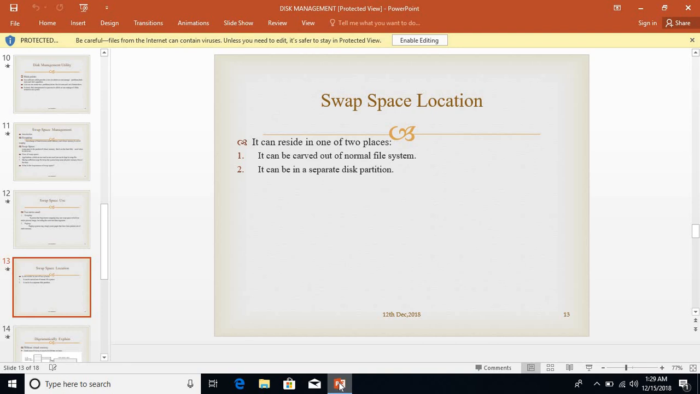Swap space location. There are two places where swap space could reside. The first one is carved out of a normal file system, meaning it could reside in the file system. The second one is on a separate disk. When partitioning is done on a disk, each disk has its own swap space.